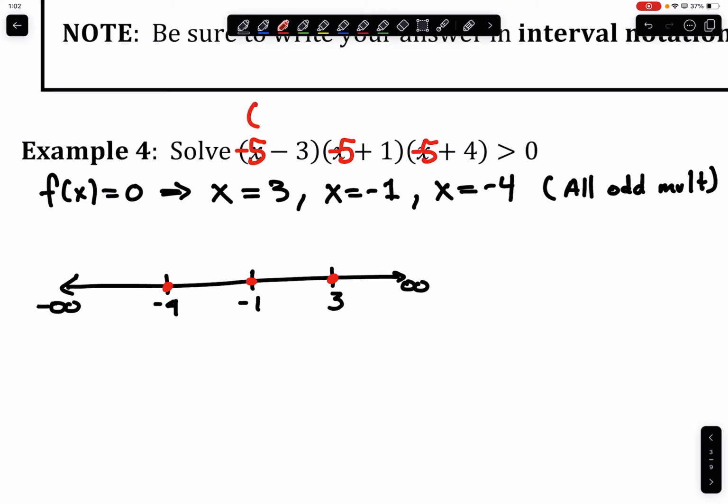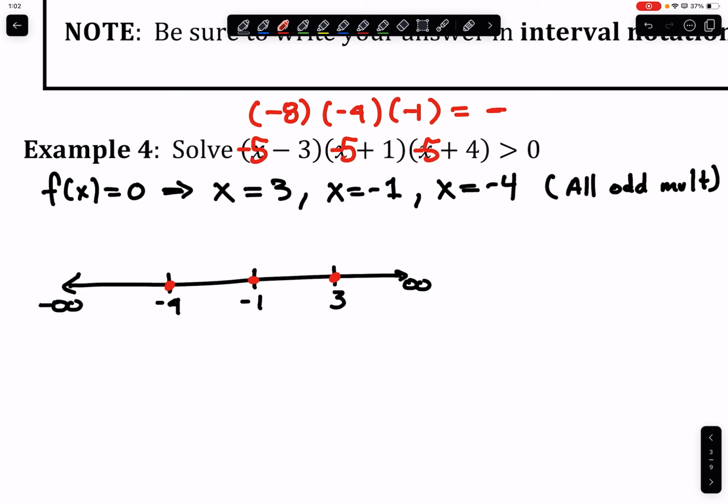Negative 5 minus 3 is negative 8. Negative 5 plus 1 is negative 4. And negative 5 plus 4 is negative 1. Now, we don't care about what the actual value is. All we care really is about the sign. So a negative times a negative is positive, and a positive times a negative is going to equal a negative value. So when I plug in negative 5, I get that the y value is going to be negative. So that means that our graph has to be down here.